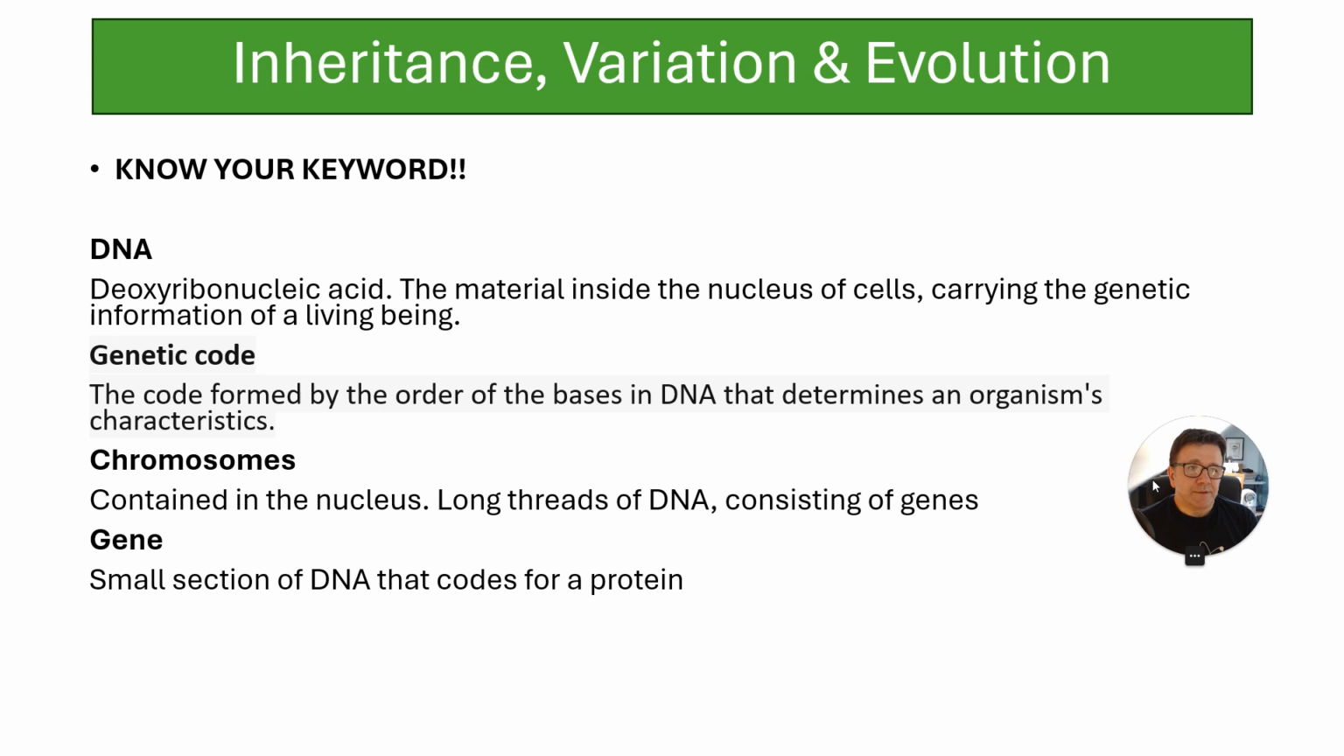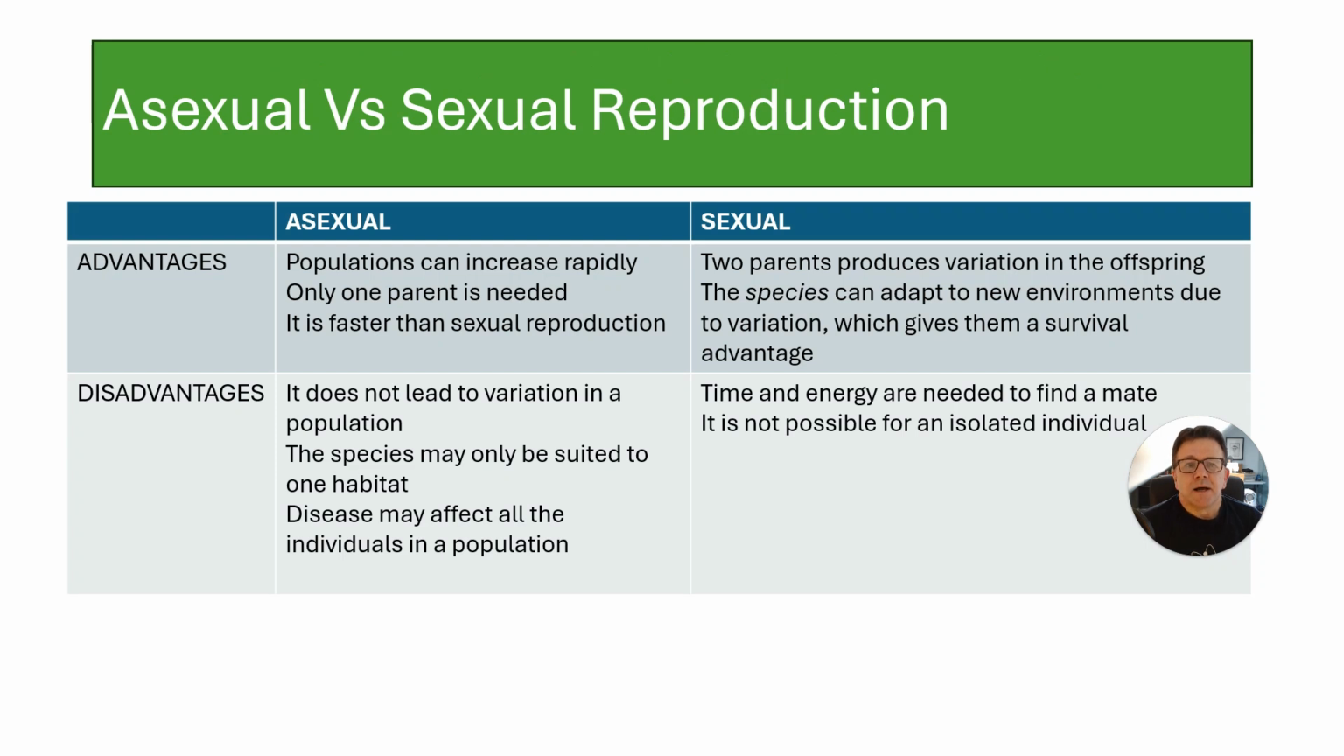Right, so we've done homeostasis and response, which is quite a lot actually. Now inheritance, variation and evolution: definitely know your keywords. I'm not going to go through them here, but I'd like you to pause and know your keywords. A key thing that might come up, because it's quite important, is the differences between asexual and sexual reproduction, in terms of comparing, contrasting or evaluating. You can see there are advantages of asexual and disadvantages of sexual. Again, I'll go through that.